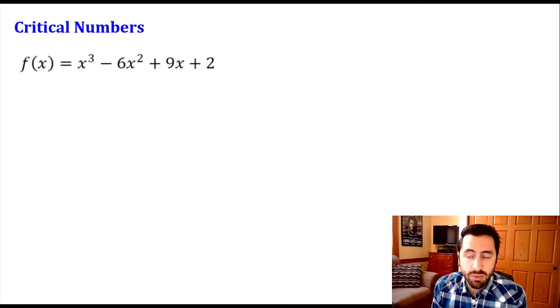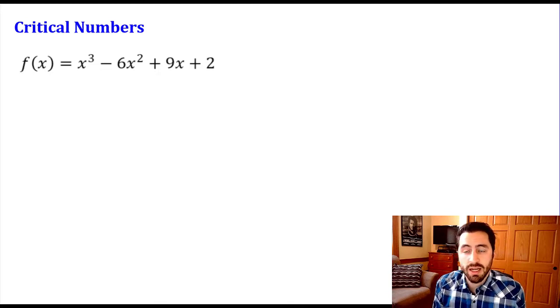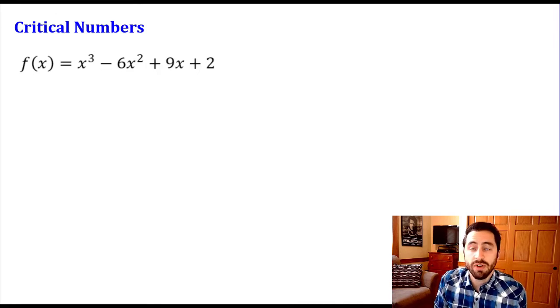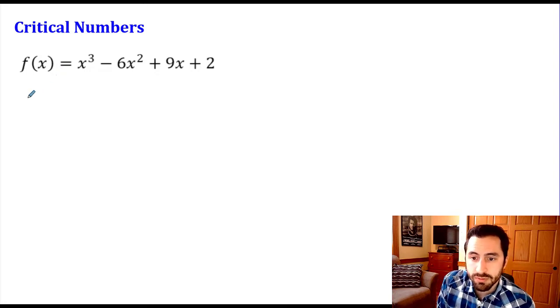So in my first example, I have a function f of x is equal to x cubed minus 6x squared plus 9x plus 2, and I want to find all the critical numbers. So the first step is we're going to find the derivative of this function. So let's find f prime of x.